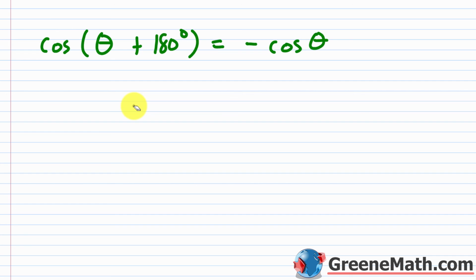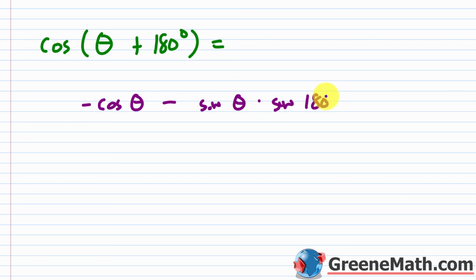Again, you can prove this with the cosine sum identity. So if you wanted to do this, you could say that you had the cosine of the first guy, theta, times the cosine of 180 degrees. Now, you know this is -1, so you can just replace that. Just put a negative out in front. And then you're going to go minus, because it's always the opposite sign, sine of the first guy, theta, times the sine of 180 degrees. Now, the sine of 180 degrees is 0, so you can get rid of this. And you're just left with the negative of the cosine of theta.